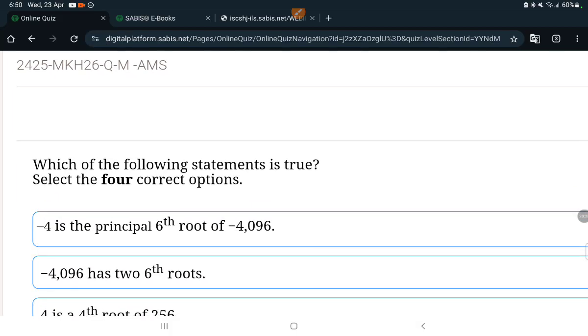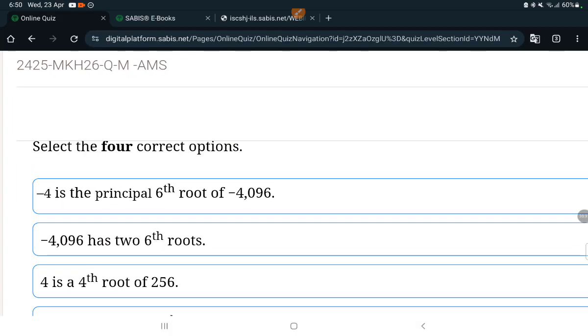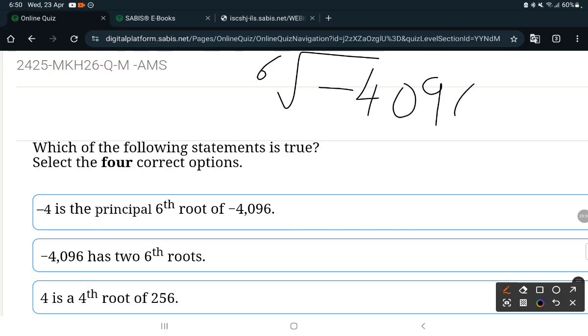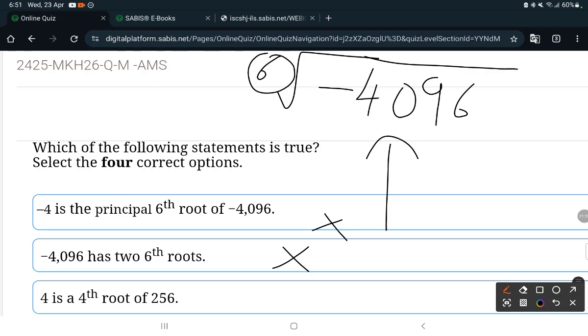Okay, which of the following statements is true? Negative 4 is the principal sixth root of negative 4096. Okay, so as I explained in the last question, when it's an even index, you can't have a negative number inside. There would be no solution. So this is wrong. There's no solution, and it's not negative 4. Negative 4096 has two sixth roots. This is literally the same thing. As I said, when there's an even index, there's no solution. It has no roots.